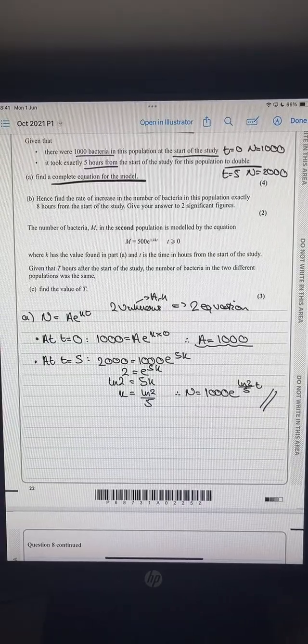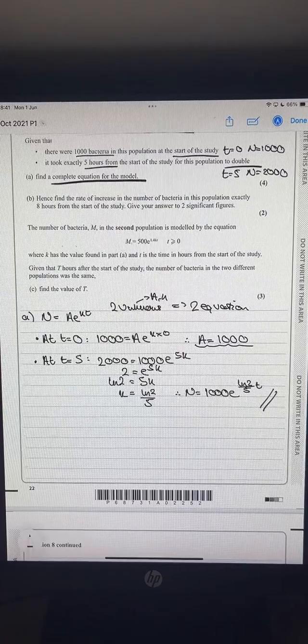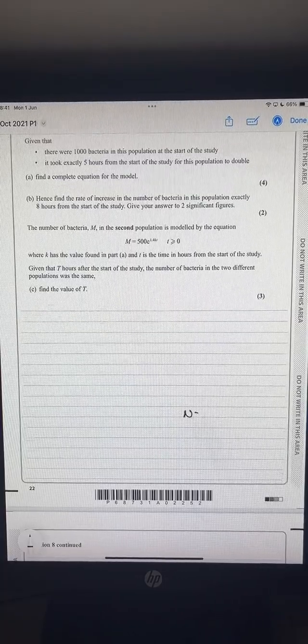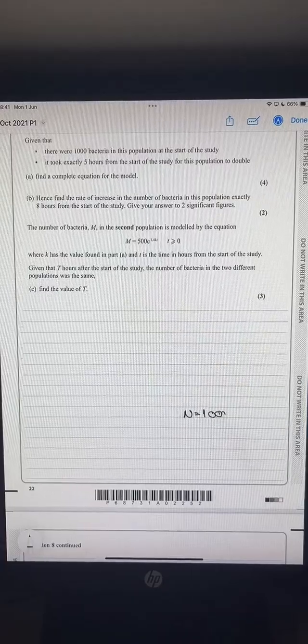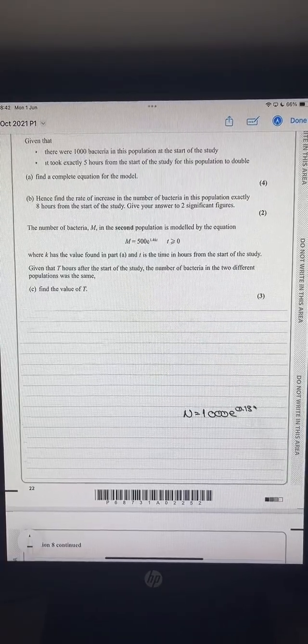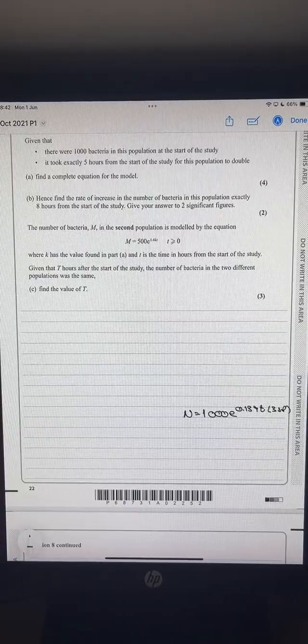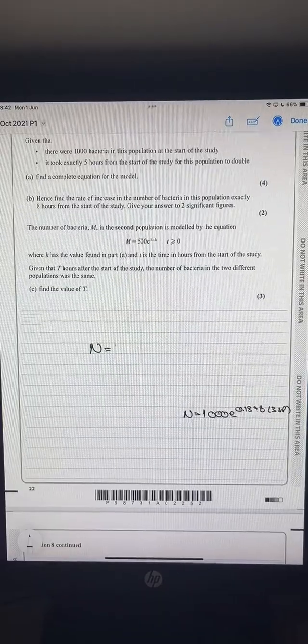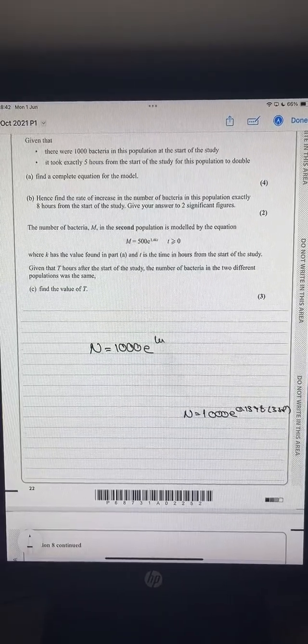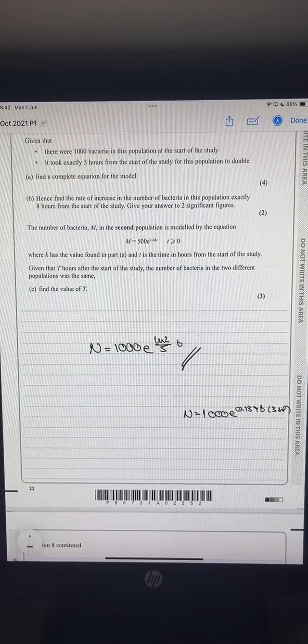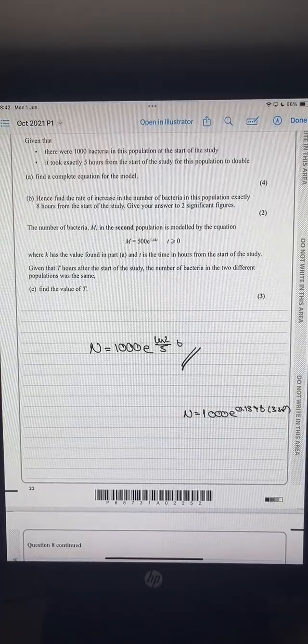And that is 4 marks in the bag. Alternatively, the mark scheme says I'm allowed to use a value of ln 2 over 5 to 3 significant figures. So you can also get the mark if you put N equals 1,000 e to the 0.139 t to 3 sf. I know that everything disappeared. I don't know why my iPad does that sometimes. So I'm just going to put the answer N equals 1,000 e to the ln 2 over 5 t. But yeah, it's all about substitution in this question.